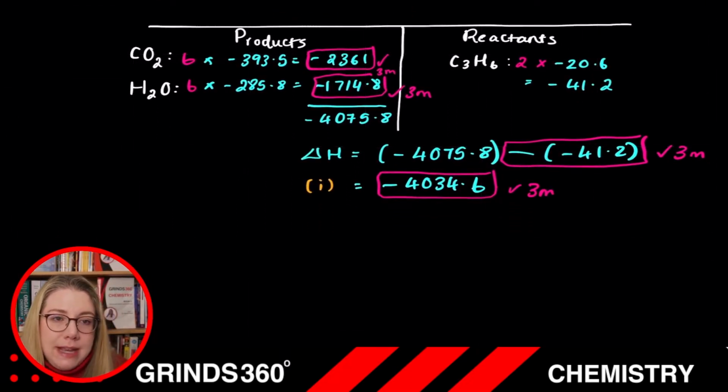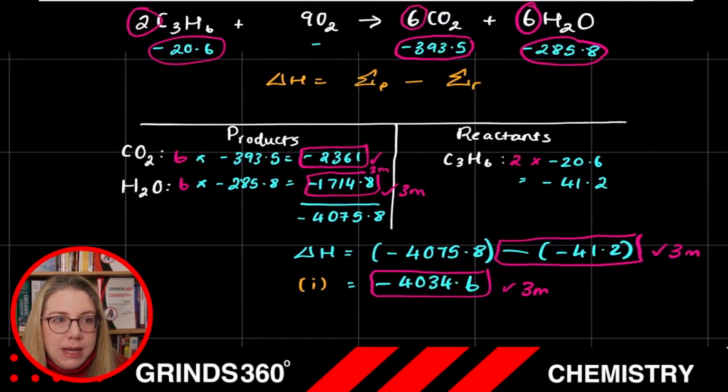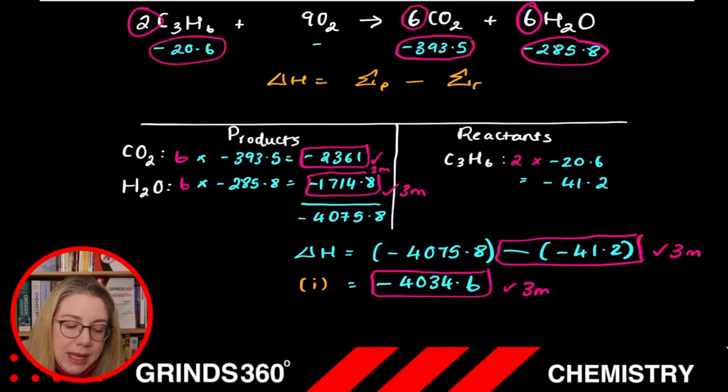Now remember, the definition for heat of combustion is the heat change when 1 mole of a substance is completely burned in excess oxygen. That's not 1 mole. That is 2 moles. Because when you look at the balanced equation for the propene, you have a 2 in front of it. So when 2 moles of propene react, that's the amount of energy released. I want the heat of combustion, which is the heat released for 1 mole.